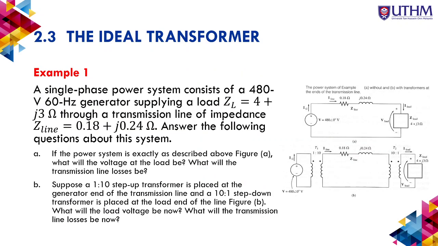Okay, example 1. From this example we will see a clearer picture of the calculation. The problem is: a single phase power system consists of a 480 volt, 60 hertz generator supplying a Z load. So the Z load is given, through a transmission line of impedance Z line.